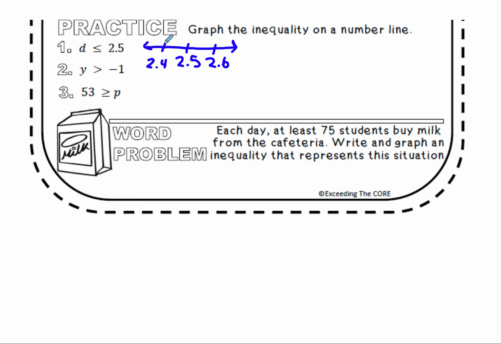d is less than or equal to, so it could equal 2.5. So we're going to put a closed circle here. And then less than or equal to.